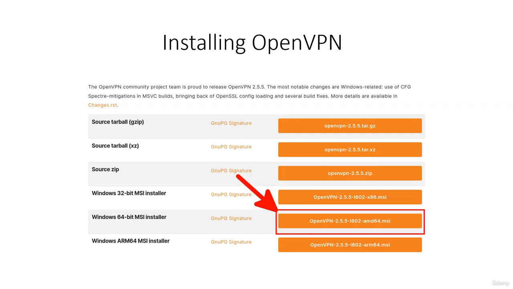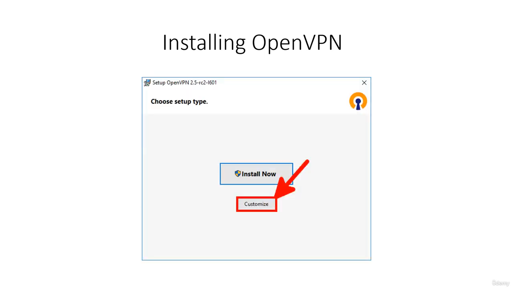So just download OpenVPN. Simply download this MSI, the 64-bit MSI installer, and then it will be an exe file. So make sure you install it the same way that I will be showing.